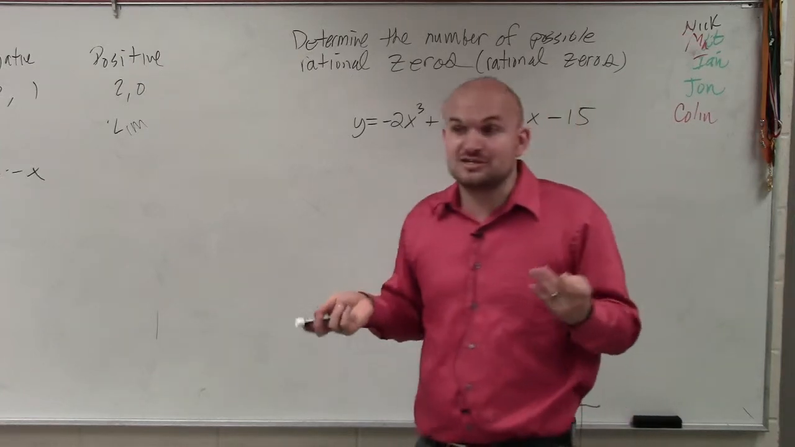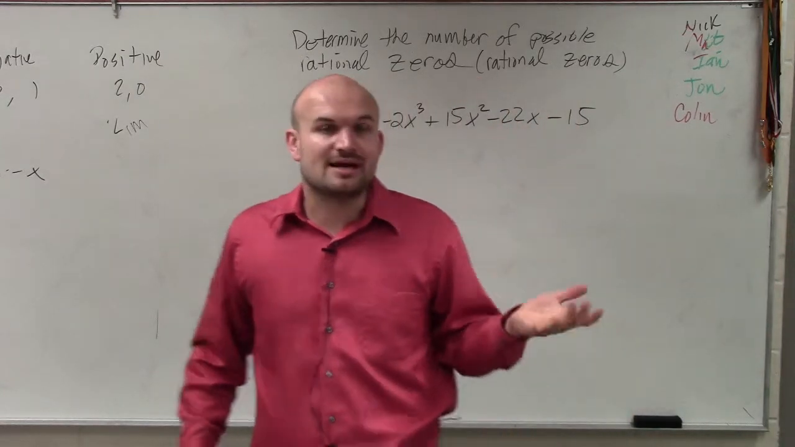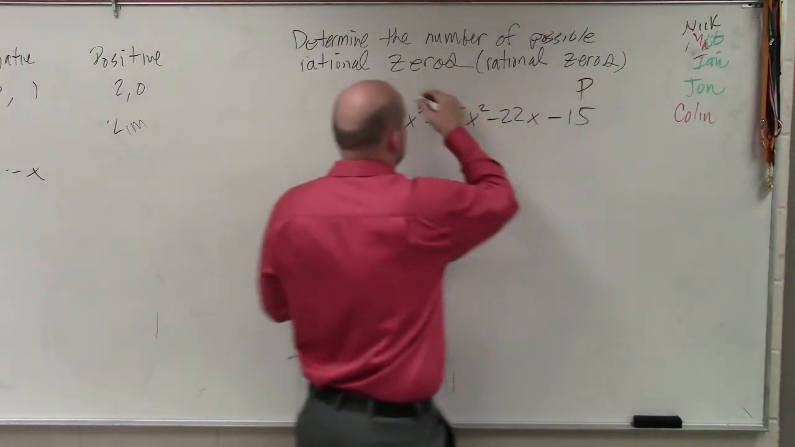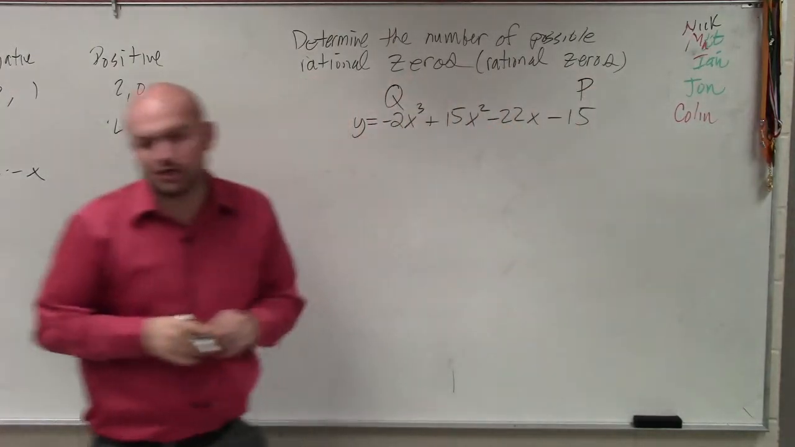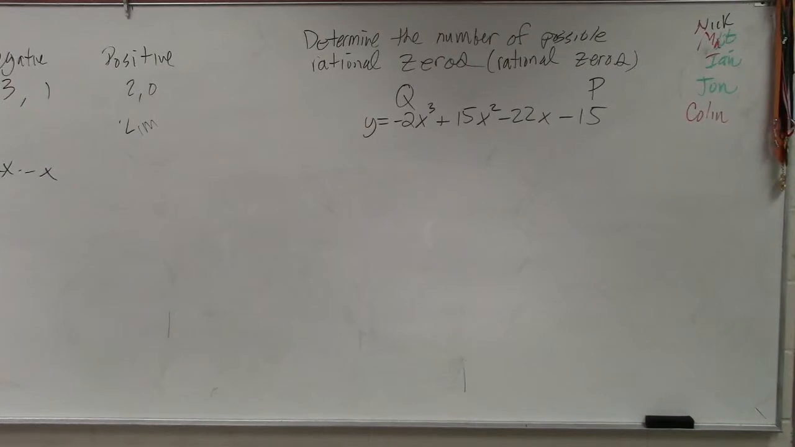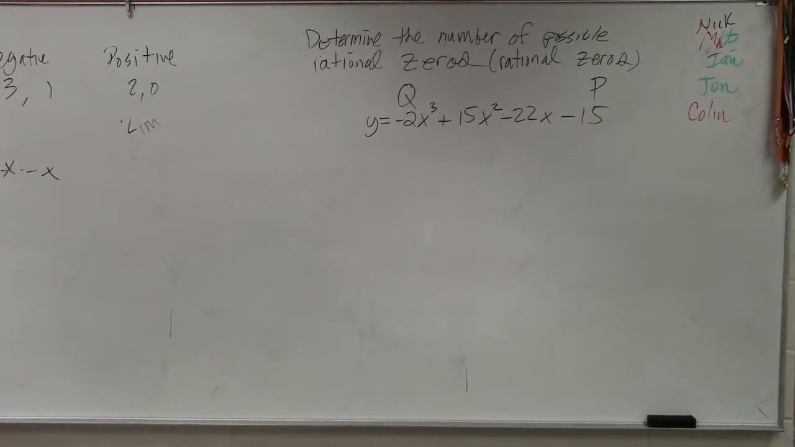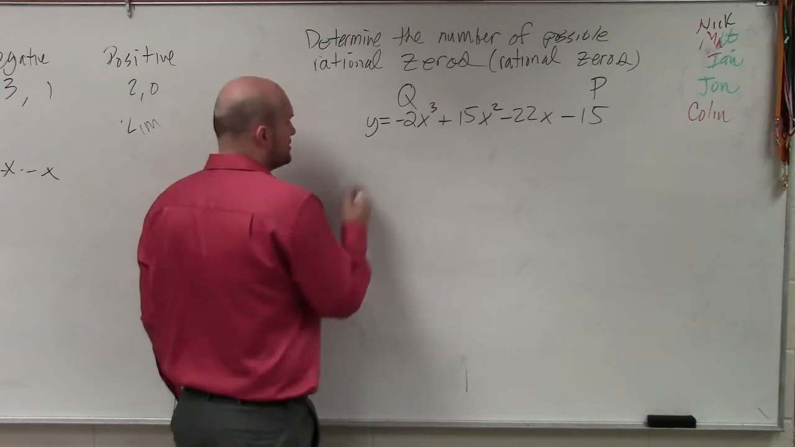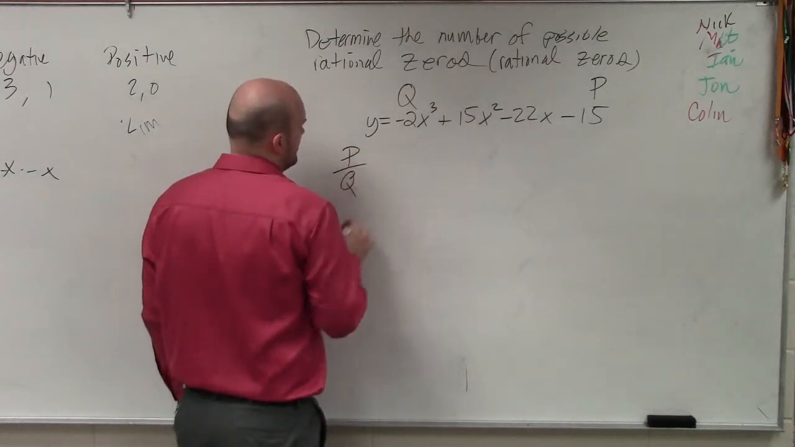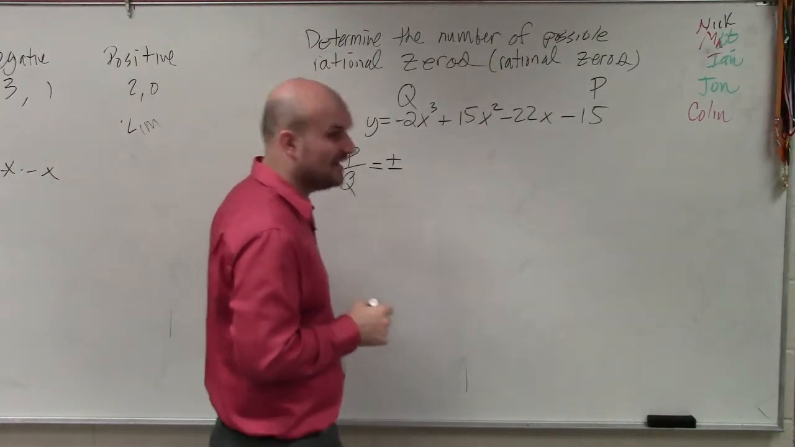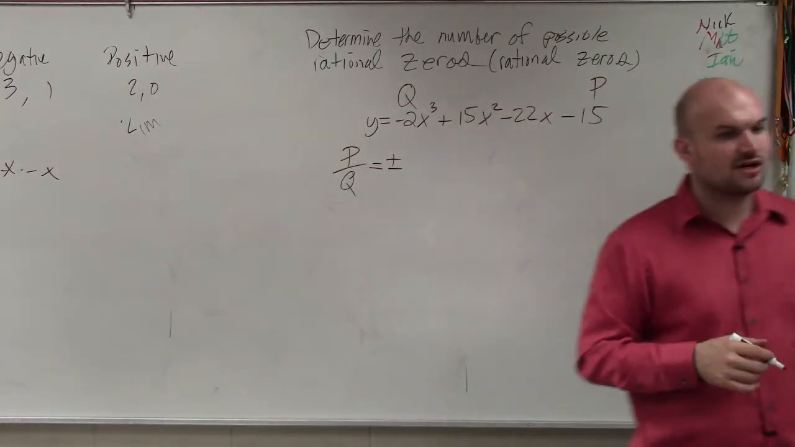So if we have a rational zero, if we have a number, what type of rational zero is it going to be? So what we do simply for this is just take our p over our q, where p represents our constant and q represents our coefficient. OK? So to find the possible number of rational zeros, p over q, that's basically going to be the factors of p over the factors of q.